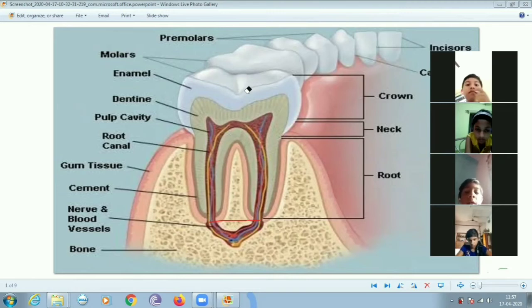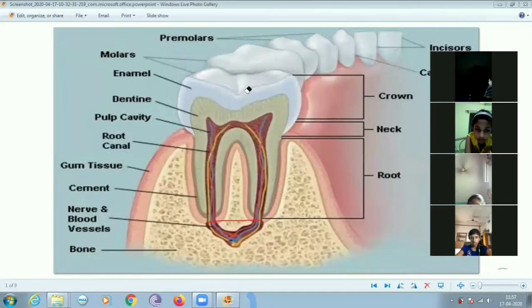It is the innermost layer of a tooth, and pulp is connected to some nerves and blood vessels. These nerves are also connected to the brain, and through these nerves, messages from the teeth are sent to the brain. Okay, this was the structure. Now you understood the layers and the structure of a tooth.